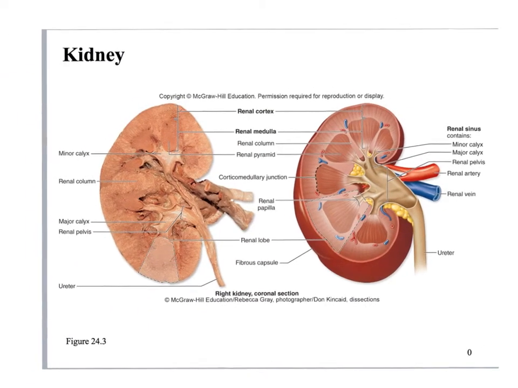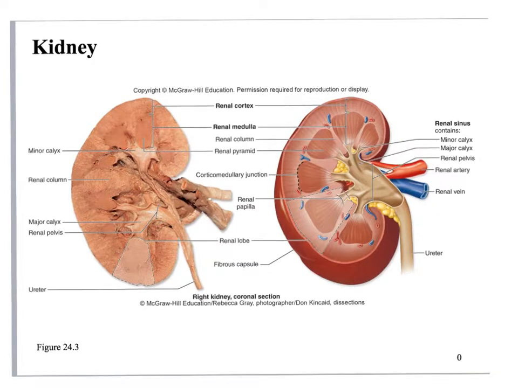Here's the structure of the kidney cut in half. Cortex and medulla, the fibrous capsule on the outside. The cortex is where most of the nephrons are found. You have renal pyramids. These are little triangle things here. Okay, these are renal pyramids.